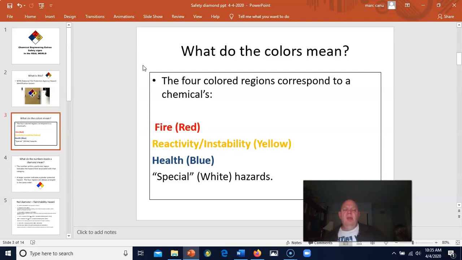When you're looking at red, it has to do with fire. When you're looking at yellow, you're looking at the chemical properties of it. How reactive is it? Is it stable? Is it unstable? Blue, we look at human health. And then for white, you deal with special hazards. Now typically those are going to be some kind of a symbol. Sometimes they'll have words in there. But let's take a look at the example in the previous slide.